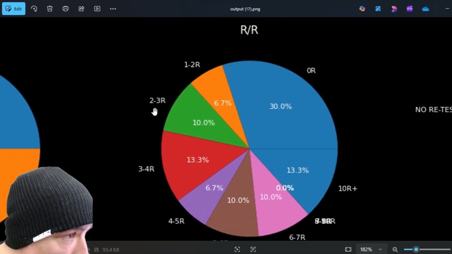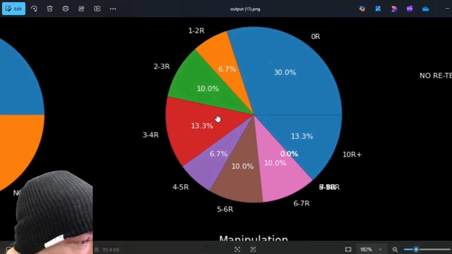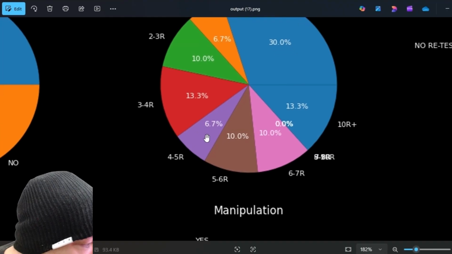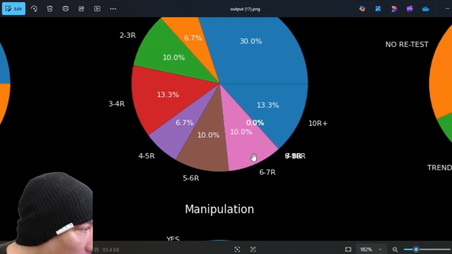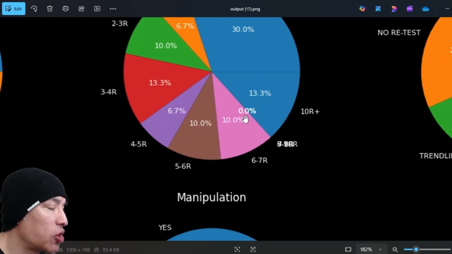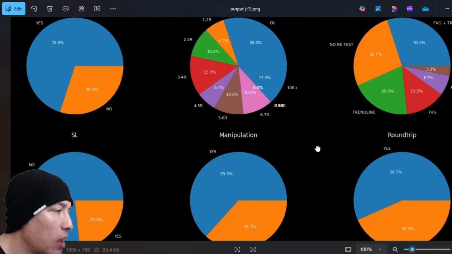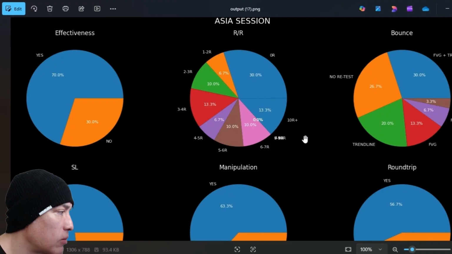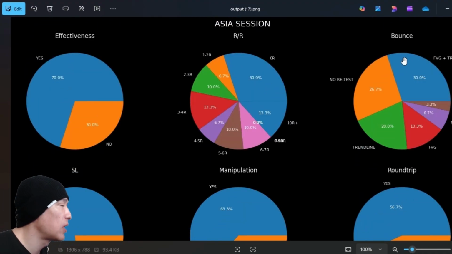And then if you look over here, you got 2 to 3R 10% of the time, 1 to 2R about 6% of the time, 3 to 4 about 13%, 6%, 4 to 5. So as far as distribution goes, there's not one that really sticks out the most. So it's better to check the hypothetical that I did run to see which one's going to make you the most money if you're to hold for a certain amount of time. So I did run that. I got a little bit more granular with this pie chart. So let's look at that real quick.